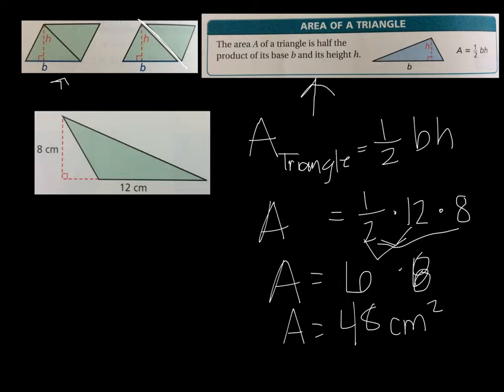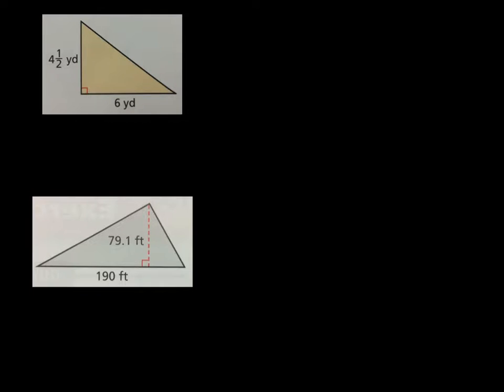Now let's try another one. Okay, now this one's going to get a little bit trickier. Now I'm multiplying mixed numbers. So here we go. Start by writing the area of a triangle equals 1/2 base times height. All right, and then our base is 6. Our height is 4.5. Then now I need to multiply that by 1/2. That's going to equal the area.